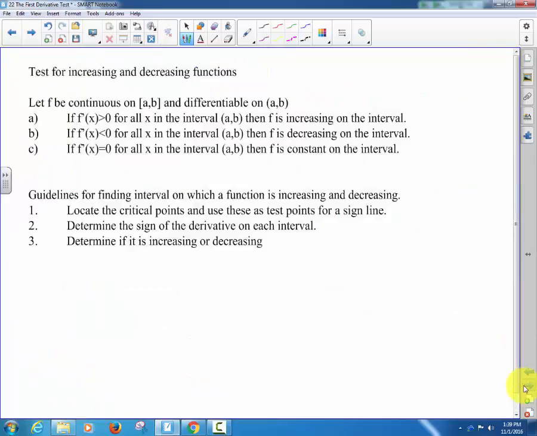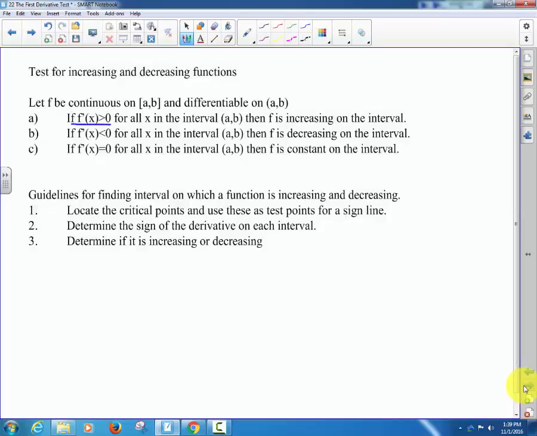And this is what the first derivative test looks like in words, okay? But you just did the first derivative test. What did that say? Okay, what can we figure out?